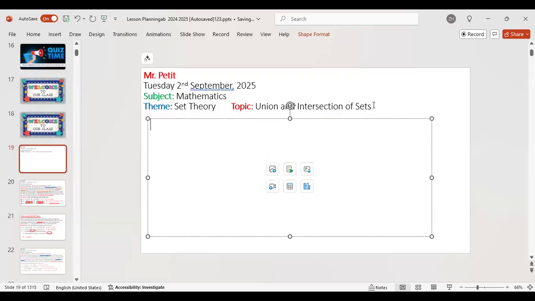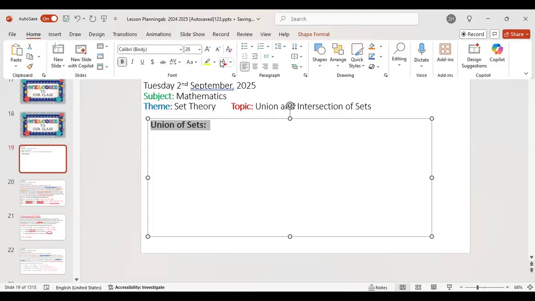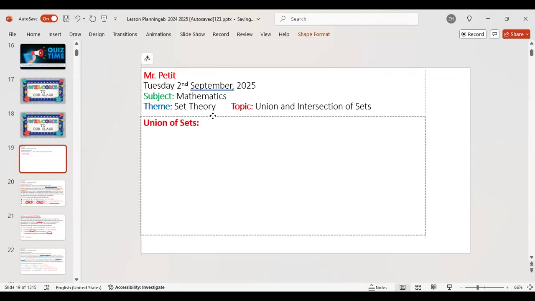So, union of sets. When you hear union, Albert, what do you think of when I say union? Is union bringing something together or pulling it apart? Bringing something together. Very good. What are some other words we could use for union? Anyone could answer. Combine. Combine. What else?